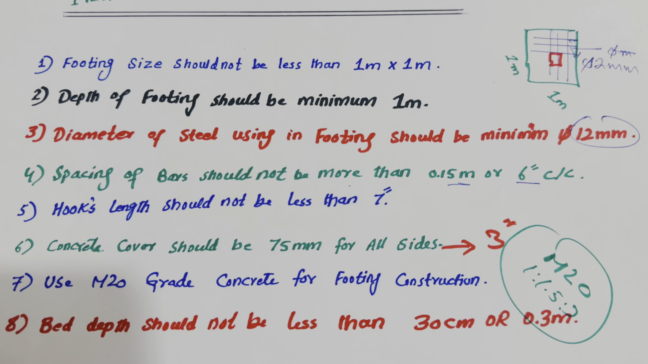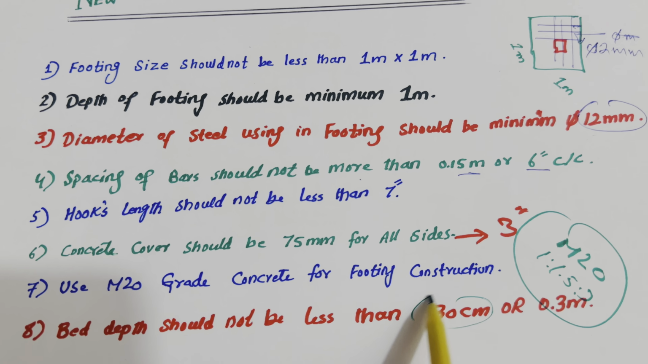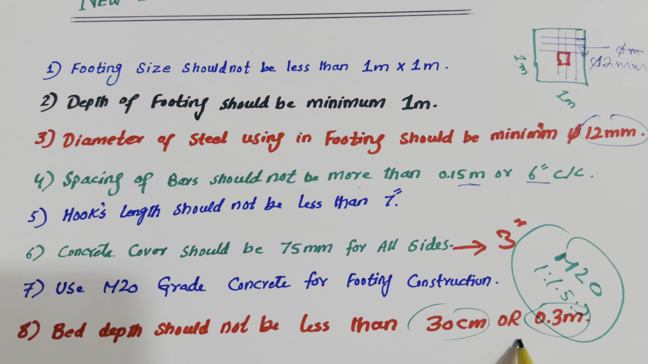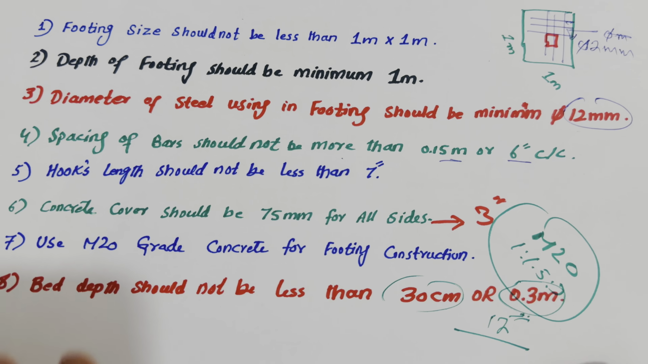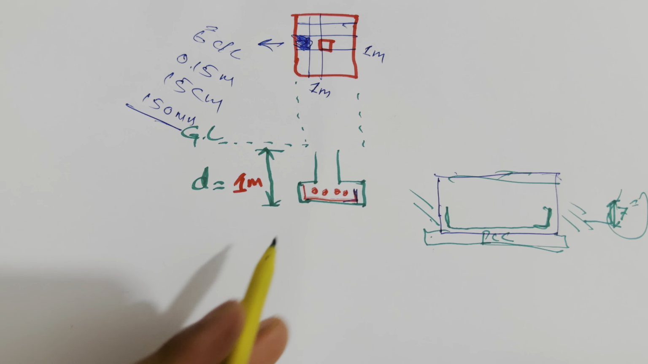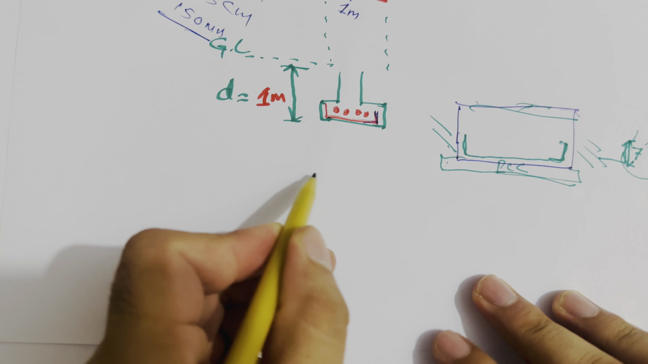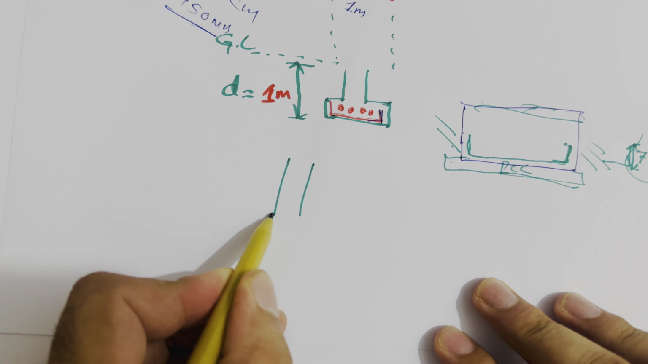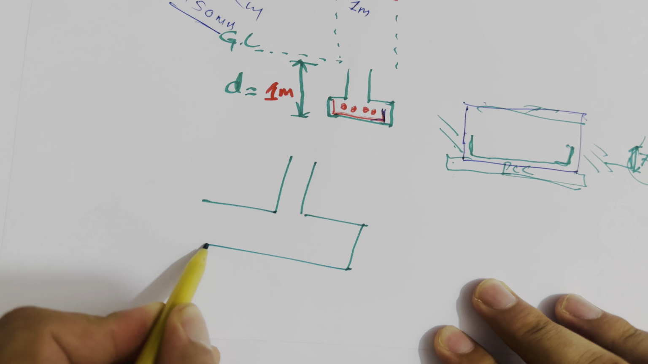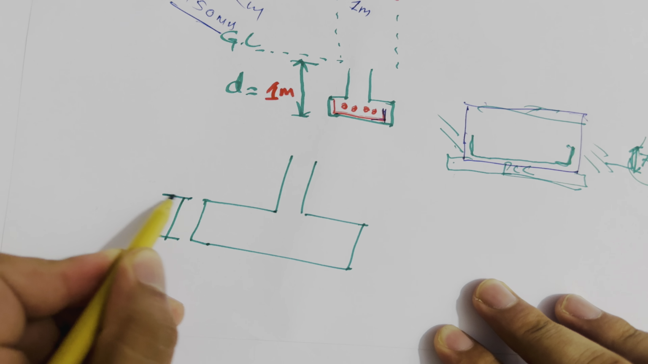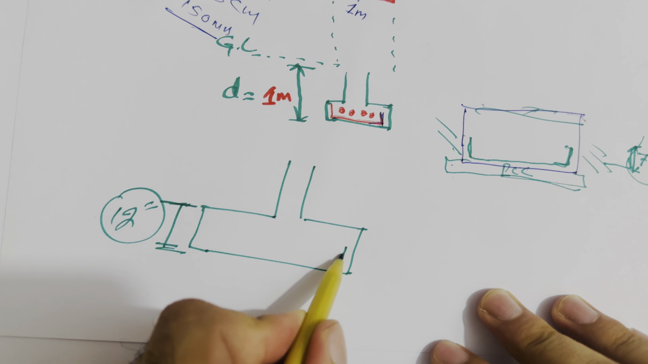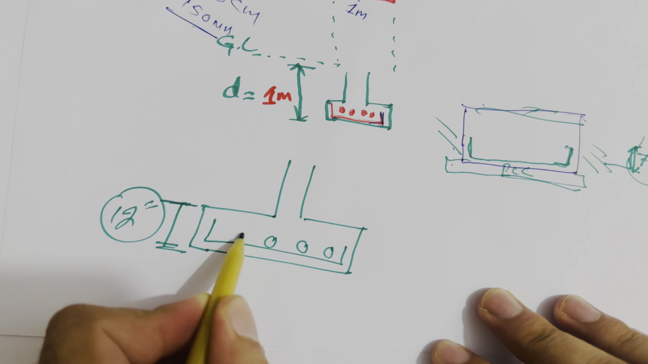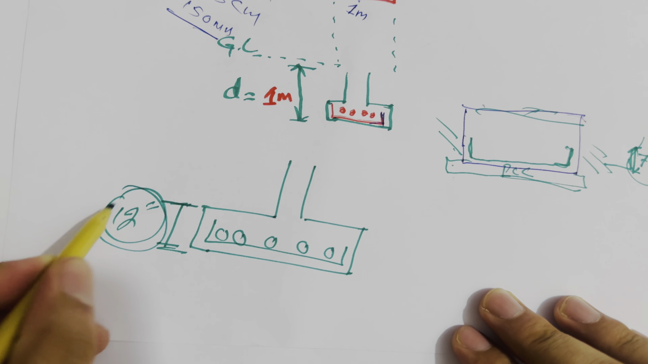The 8th one, guys, is bed depth, which should not be less than 30 centimeter, or 0.3 meter, or you can say 12 inches. It should not be less than this. What is bed depth, guys? You can see here. Suppose this is the column, and here, guys, this is the footing. This is called bed depth. It should not be less than 12 inches. This is the minimum. Inside this, guys, we are providing steel reinforcement.